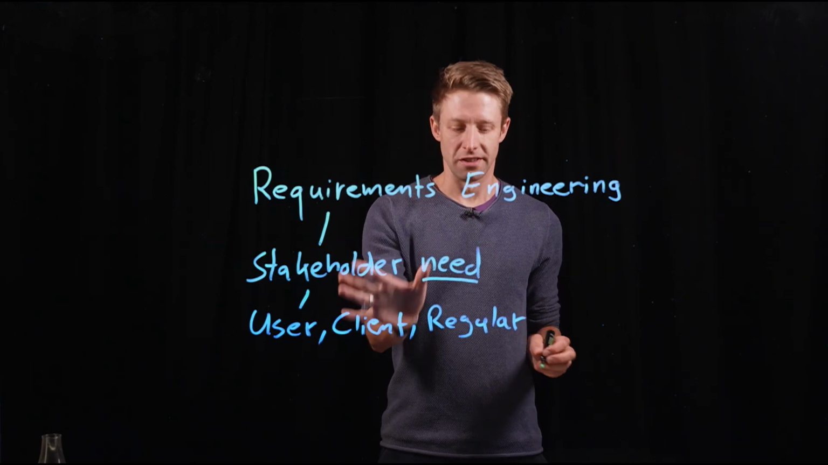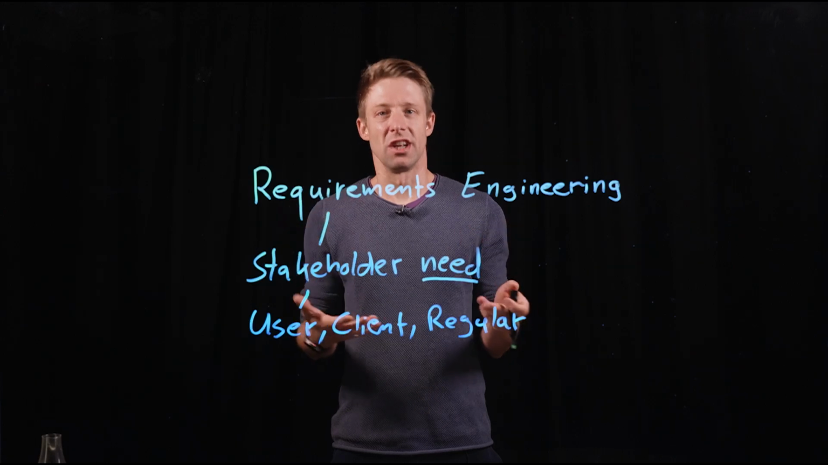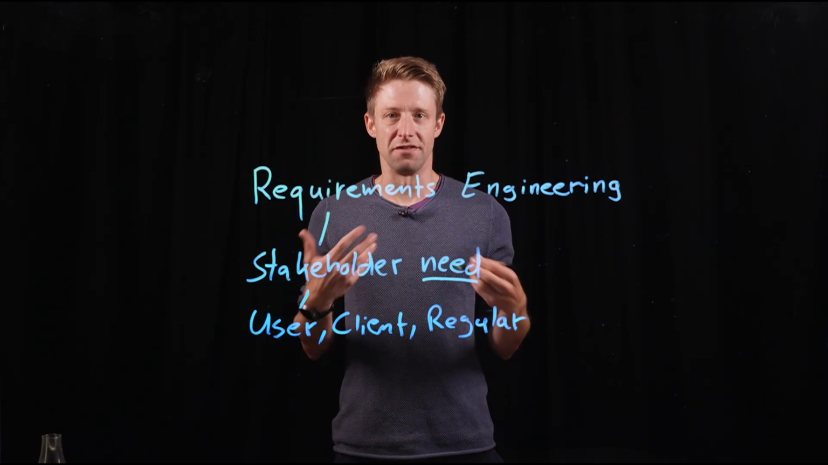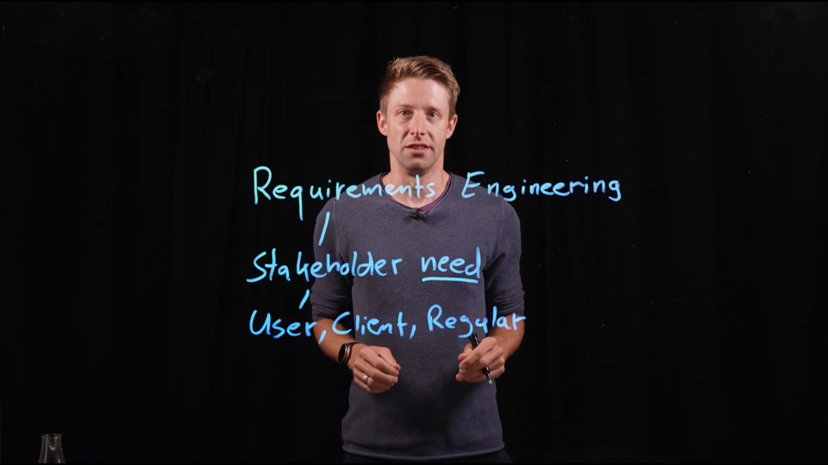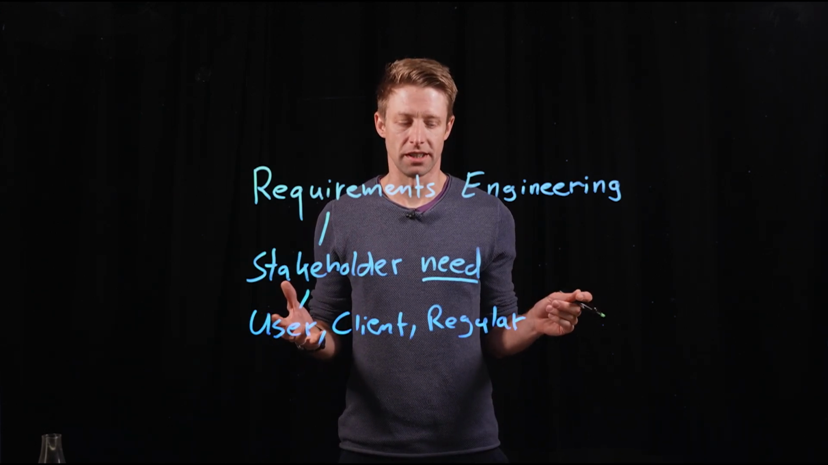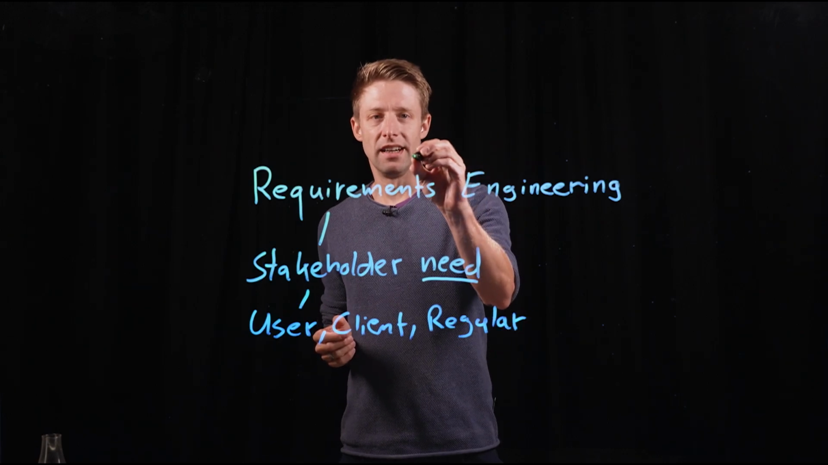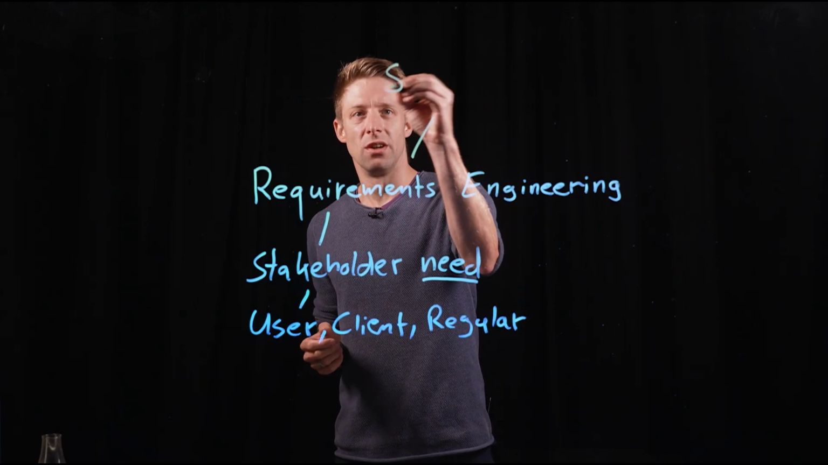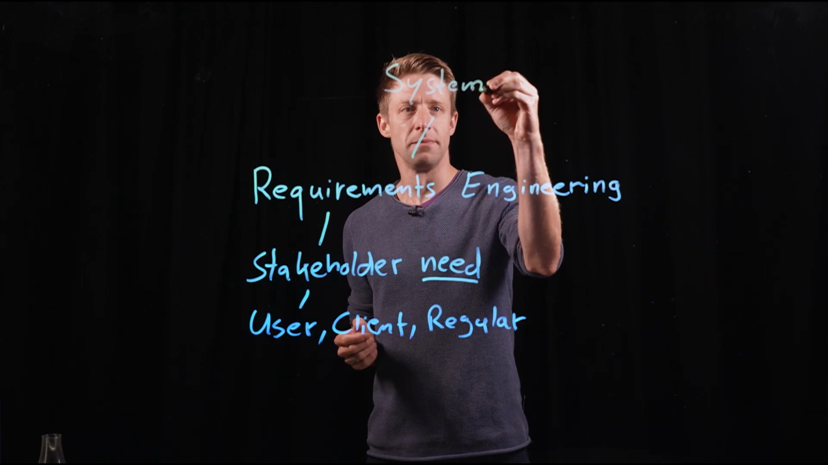We want to figure them out, and it's really a discovery. It's not that you just ask people, but you need to put a lot of effort into finding out what the stakeholder needs are for any given software product. Now, there are lots of different ways of distinguishing requirements. A very common one is to look at system versus user requirements.